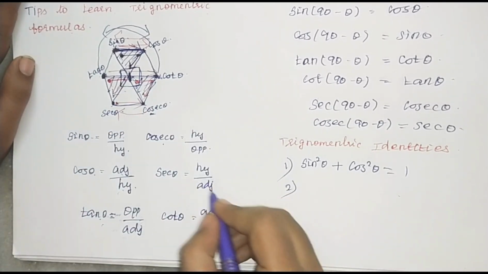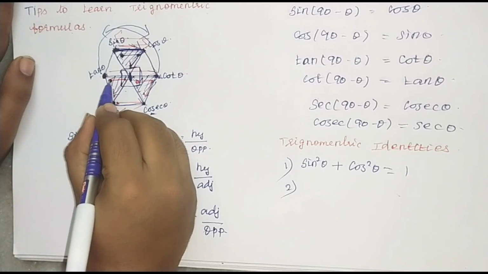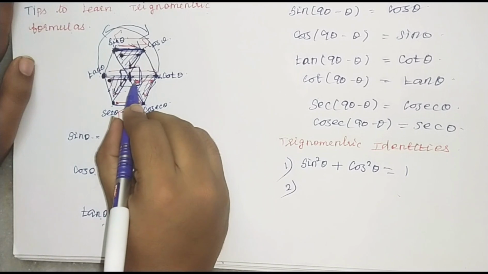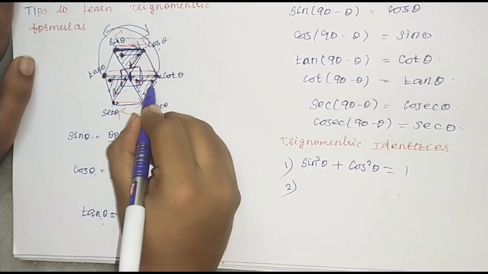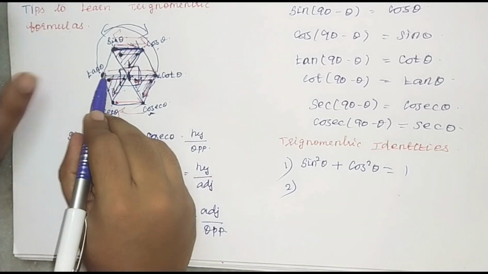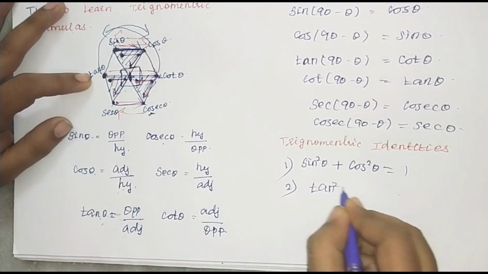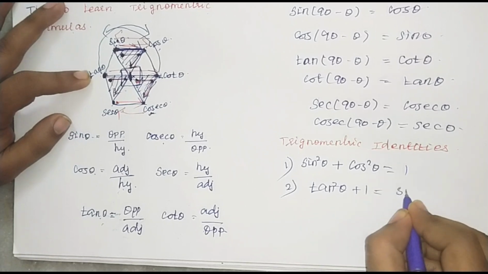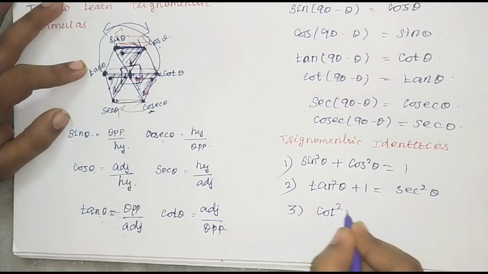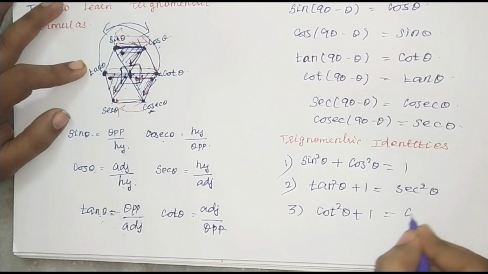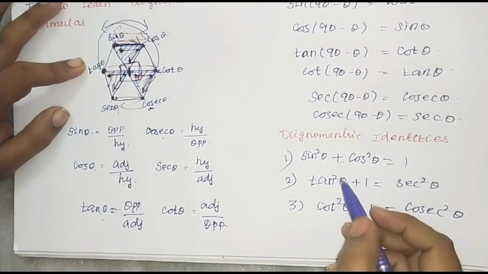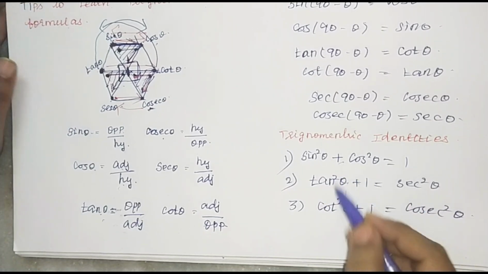The second trigonometric formula: tan square theta plus 1 gives secant square theta. Here, 1 plus cot square theta gives cosecant square theta. So the second formula, tan square theta plus 1 equals secant square theta. Third one, cot square theta plus 1 equals cosecant square theta. These three trigonometric identities we need to prove the exercise 8.4 sums.